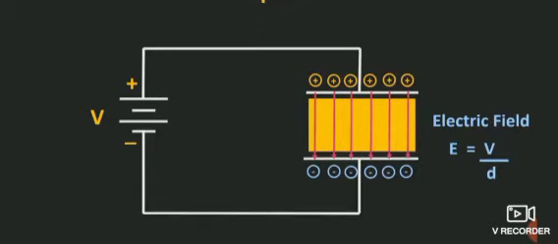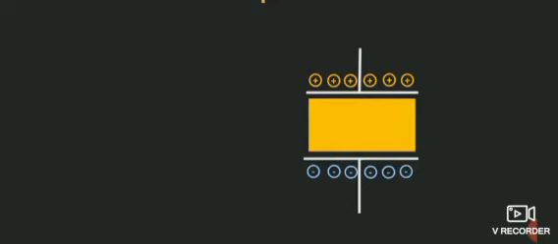There will be an electric field between the two plates, given by the formula E equal to V by d. So the electric field is directly proportional to the applied voltage and inversely proportional to the distance between the two plates. If we increase the distance, the electric field is reduced. And the unit of capacitance is coulombs per volt. Since C equal to Q by V, the unit of capacitance is coulombs per volt or farads.